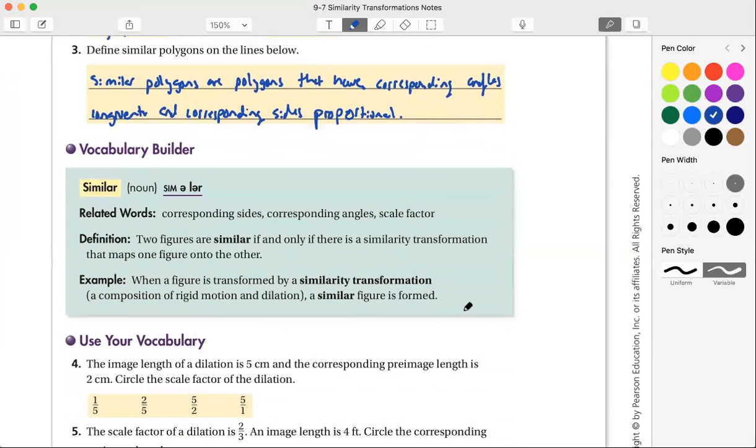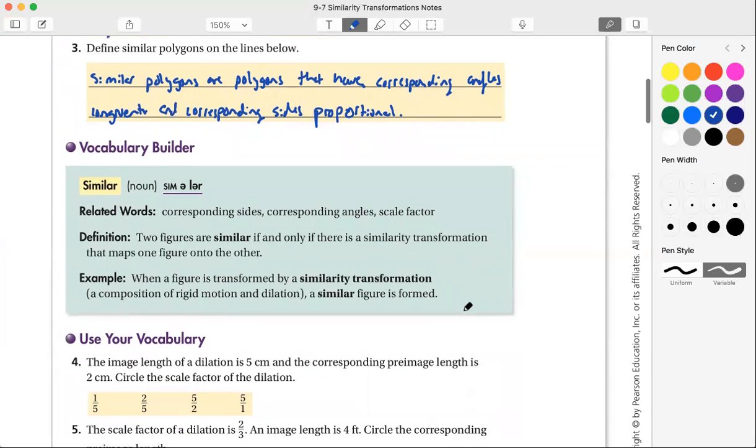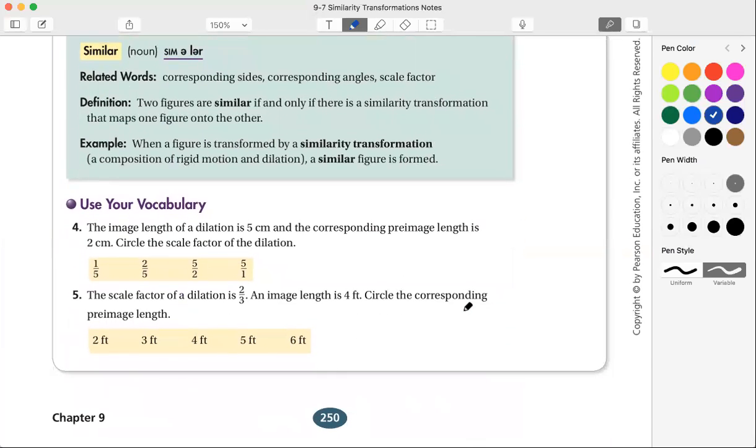All right, so we say two figures are similar if and only if there is a similarity transformation that maps one figure onto the other. So an example, when a figure is transformed by a similarity transformation, a similar figure is formed. So if the image length of a dilation is 5 centimeters and the corresponding pre-image length is 2 centimeters, circle the scale factor of the dilation. Well, that would be 5 to 2.